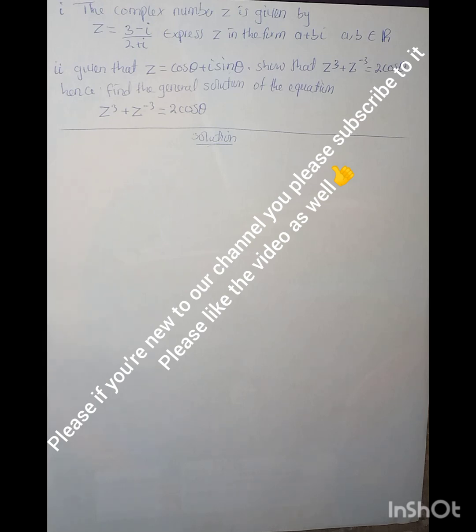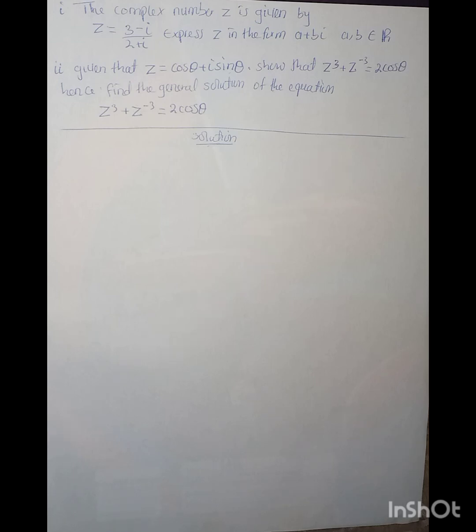So the question is on complex numbers, and the question reads that the complex number z is given as z equal to (3 minus i) over (2 plus i). We should express z in the form a plus bi, where a and b are real numbers. And Roman 2 says, given that z is equal to cos theta plus i sin theta, we should show that z cubed plus z to the power negative 3 is the same as 2 cosine of theta. And they said, hence, we find the general solution of the equation z cubed plus z to the power negative 3 equal to 2 cos theta.